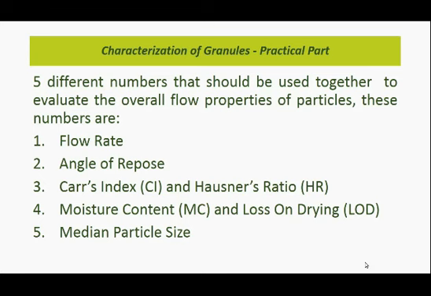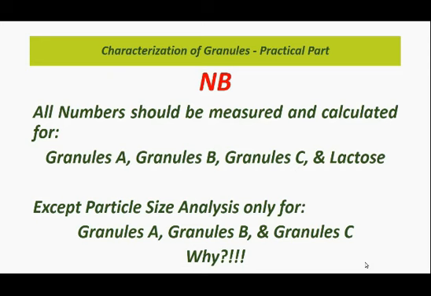Five different numbers should be used together to evaluate the overall flow properties of particles. These numbers are flow rate, angle of repose, Carr's index, Hausner's ratio, moisture content, loss on drying, and median particle size. These numbers should be used again together. All numbers should be measured and calculated for granules A, granules B, granules C, and lactose.